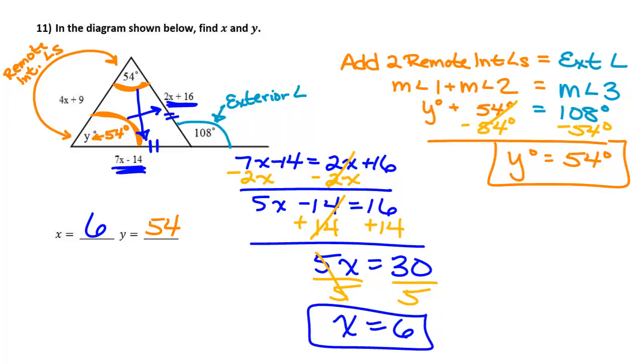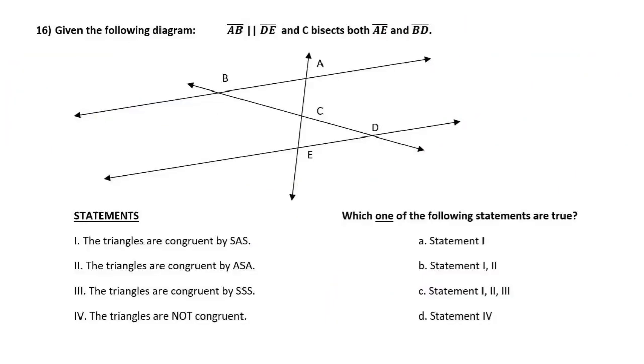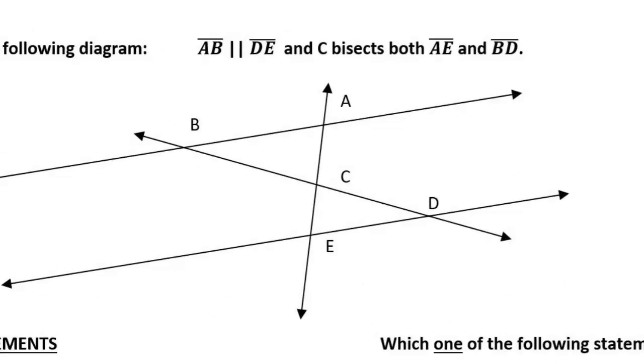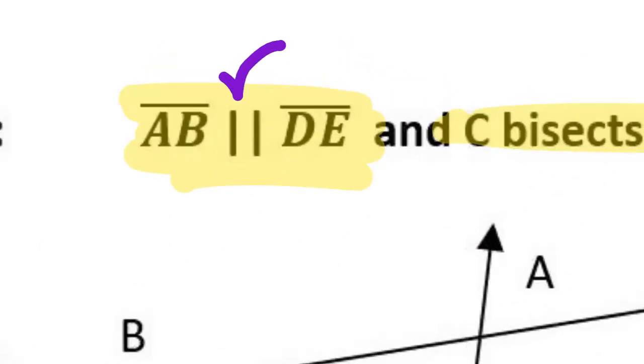Problem number 16. All right. So 16 has this weird looking picture here. We have some given information up at the top that we need to use. I've got this and this. What does this double vertical line mean?